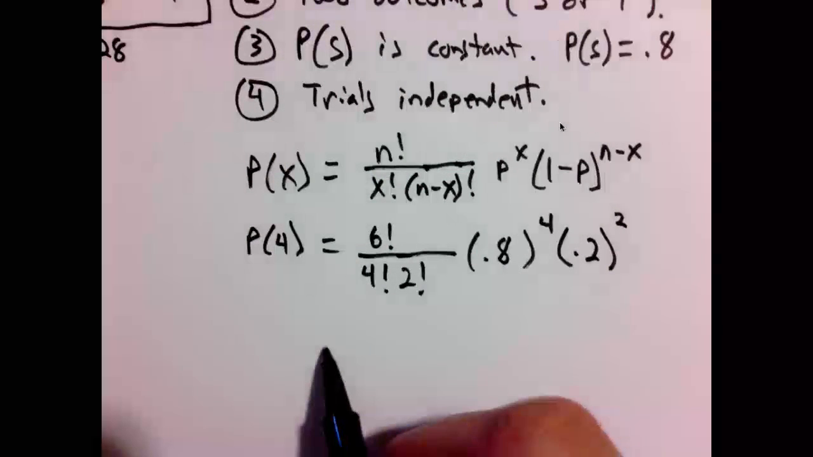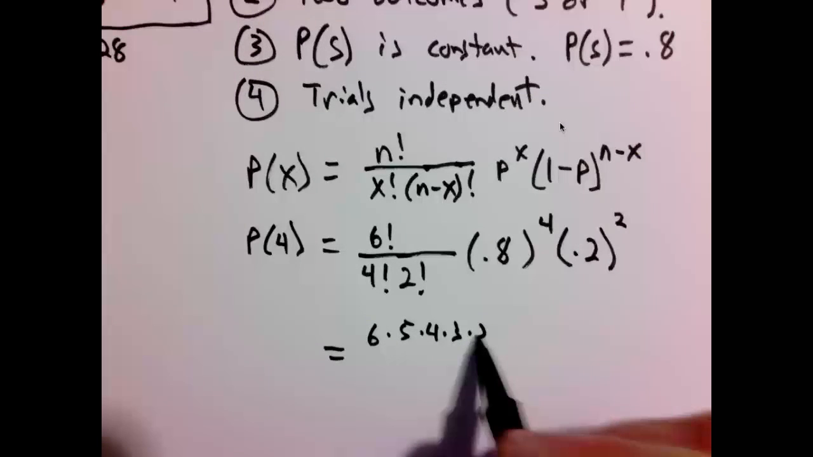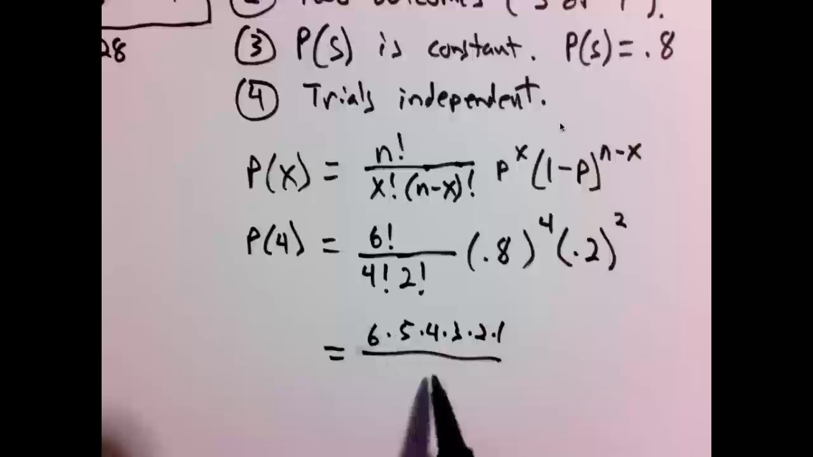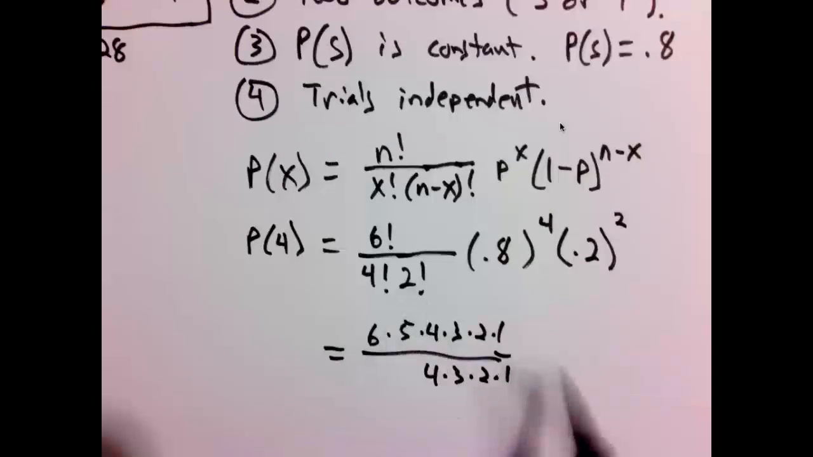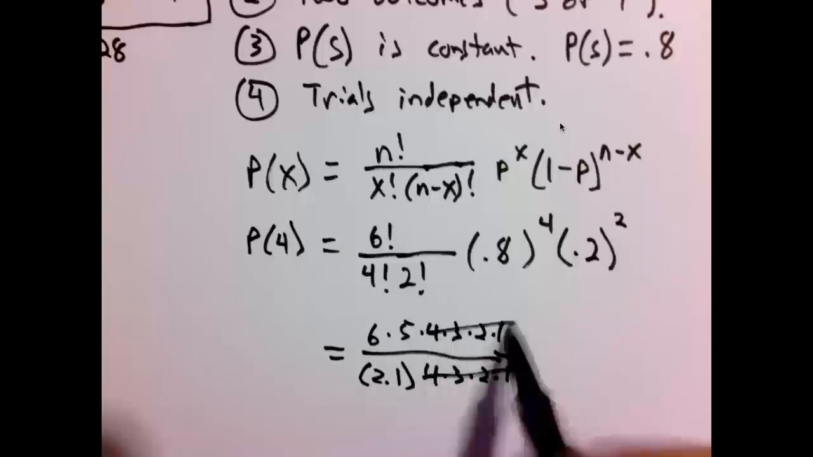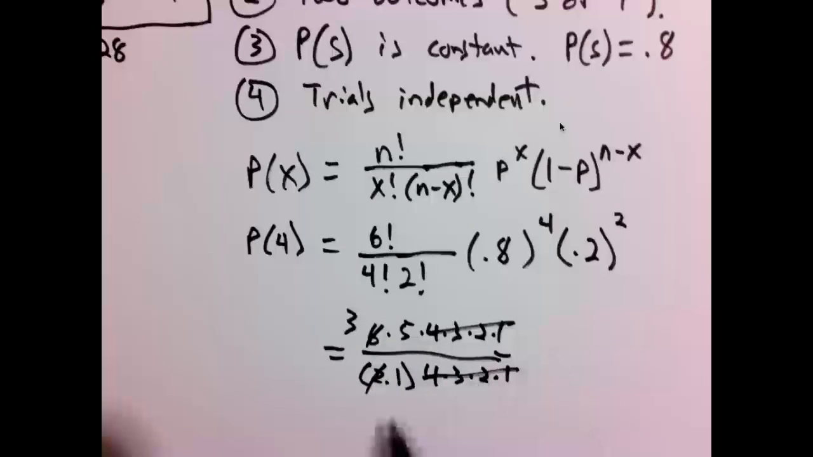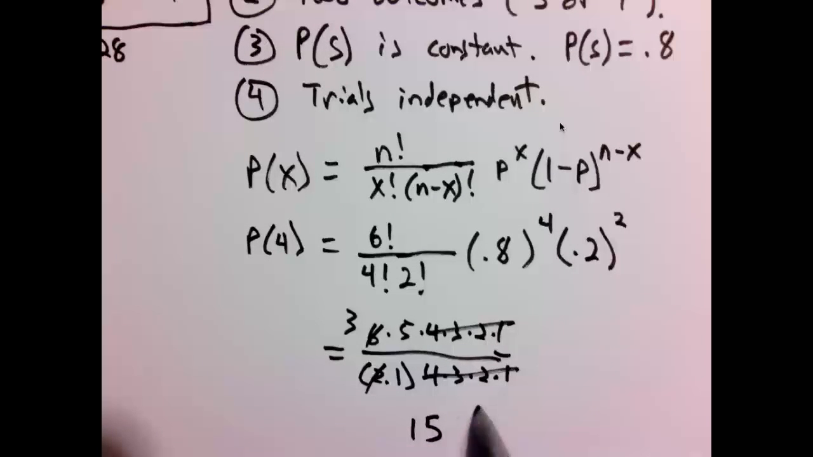Little calculator work here. 6 factorial is 6 times 5 times 4 times 3 times 2 times 1. 4 factorial is 4 times 3 times 2 times 1. 2 factorial is 2 times 1. Well, you see this cancels with this. 2 divides 6, leaving 3. So what we're left with is 5 times 3. There are 15 ways to write this scenario. Times 0.8 to the 4th and 0.2 quantity squared.